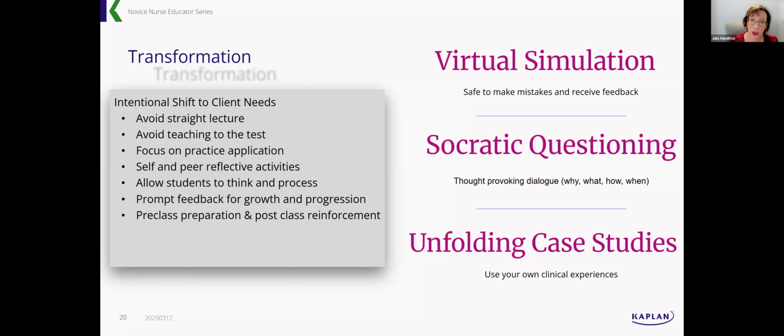Consider pre-class preparation. They come to class ready, so that way you can engage them in learning activities, and then make sure you have some post-class reinforcement. How can you do this? Virtual simulation is great. We think of virtual simulation as clinical replacement, but bring the virtual simulation into your classroom. It's safe to make mistakes. It helps them think through taking care of a patient. And then it provides you an opportunity to give them feedback right here, right now.